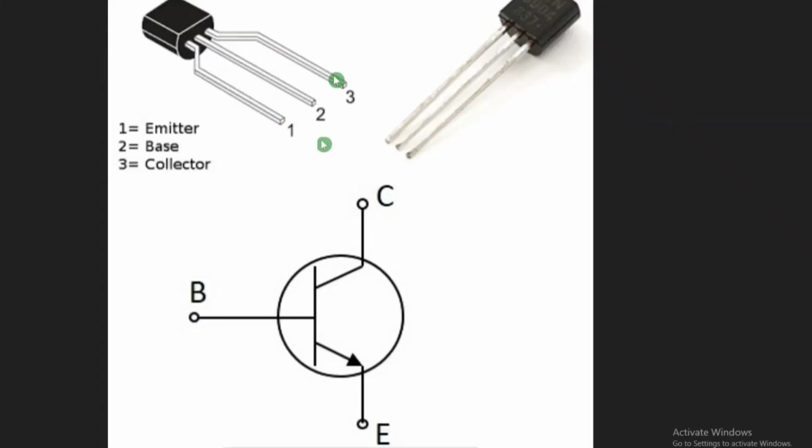Today we shall understand what is a BJT or transistor. This device comes in this form. It has three terminals, 1, 2, 3, which are called collector, base, and emitter. This device can be used as a switch as well as an amplifier. First we shall understand how it can be used as a switch, and then we will see how we can use it as an amplifier.